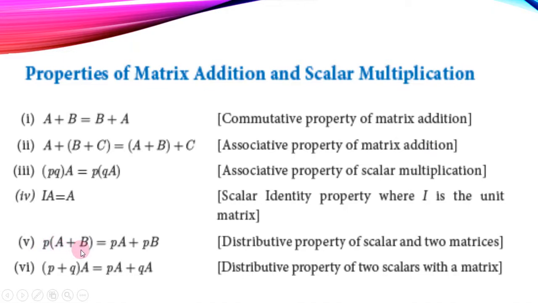Property 5: P of A plus B equal to PA plus PB, distributive property of scalar and two matrices. Property 6: P plus Q into A equal to PA plus QA, distributive property of two scalars with the matrix, right?